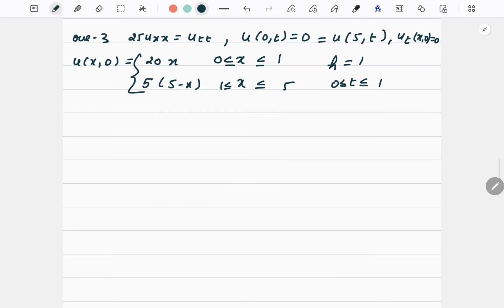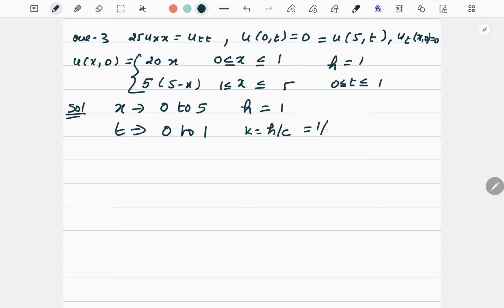Now look at this question. In this question, the function is given with a discontinuity. Okay, so now what will I be doing? Same thing. I will first write down all the given information. Now x is moving from 0 to 5 with a step size of 1, and t is moving from 0 to 1 with a step size of k, which is not given. But we know that k is equal to h by c. Okay, what is the value of c here? 1 by c square is 25, so c is 5, and k is 1 by 5.